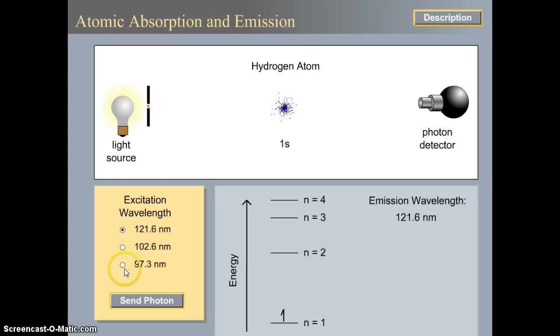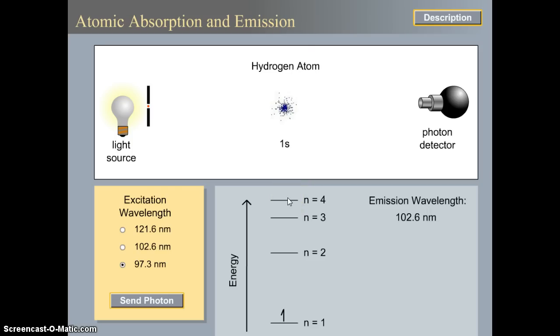Now I'm going to go to the other extreme, which is our 97.3 nanometers, the shortest wavelength, so it's the highest energy. I want you to see how things are different when I send this photon. So we release our energy source. We see we promote all the way up to n equals 4. We relax to n equals 3 with one photon of light. Then we relax all the way down to n equals 1 with a second photon of light. This one actually has to relax in two steps because it's emitting light at two different wavelengths.